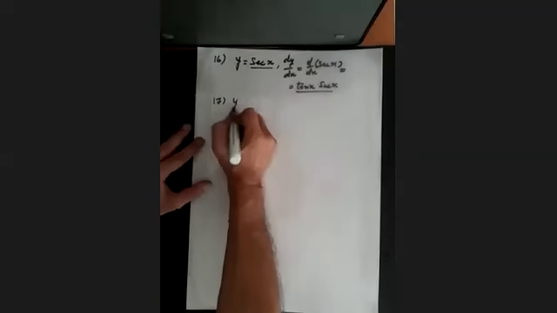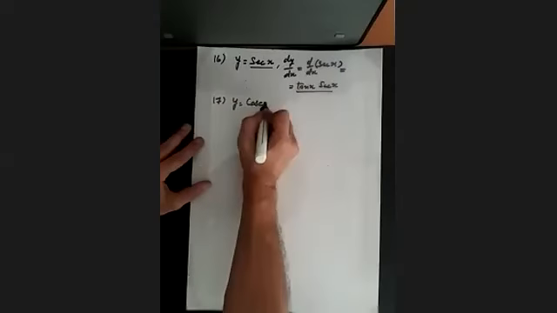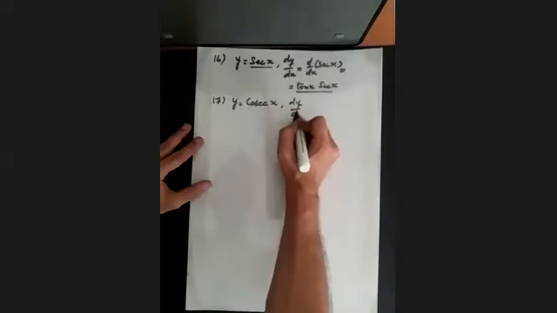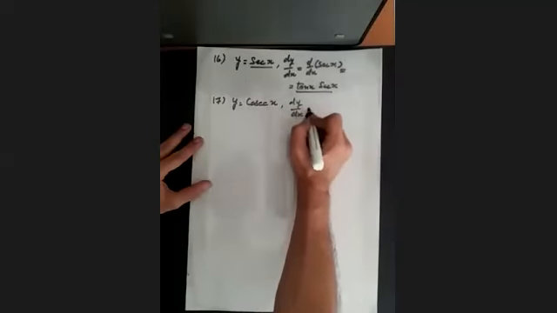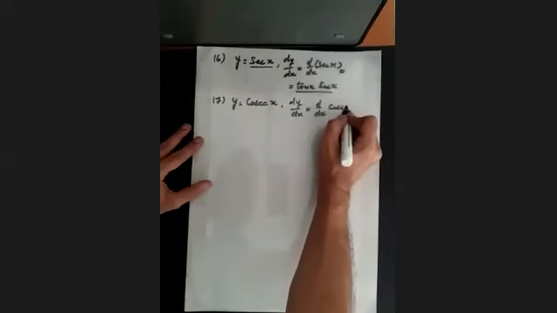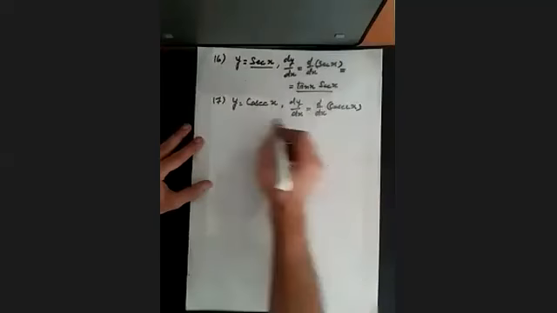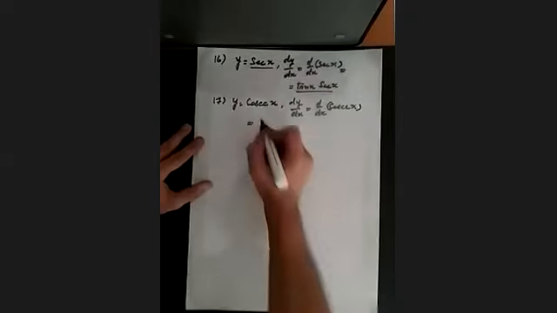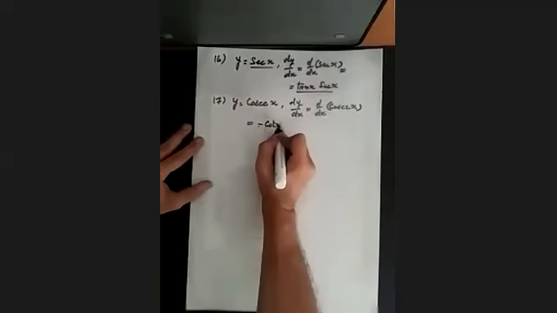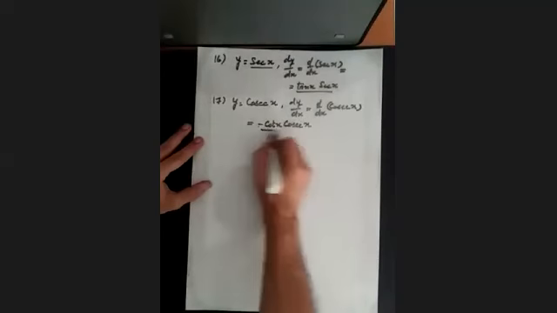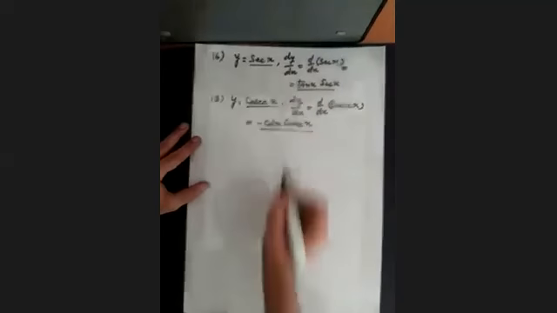Now if y is equal to cosecant x, then differentiation of y with respect to x we will write down as d/dx of cosecant x, and this is equal to minus cot x cosecant x. So differentiation of cosecant x is minus cot x cosecant x.